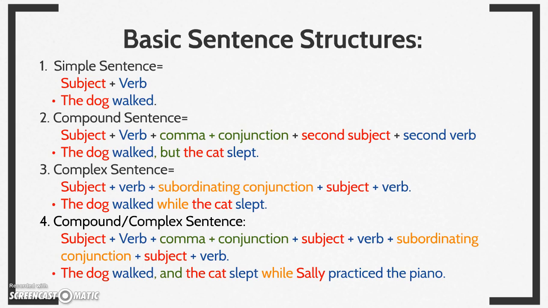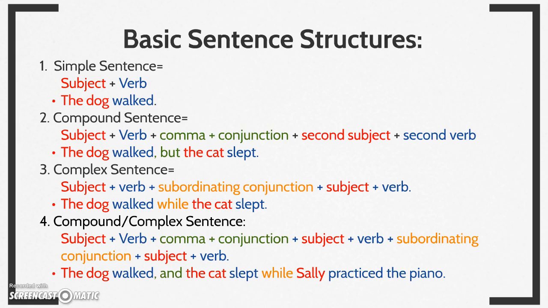And then you can have a very complicated sentence, the compound complex, which contains a subject, a verb, and another subject and verb, and those two independent clauses or sentences are joined by a comma and a conjunction. But then one of the two of those sentences is also going to contain a subordinating clause, which is a subordinating conjunction plus a subject and a verb.